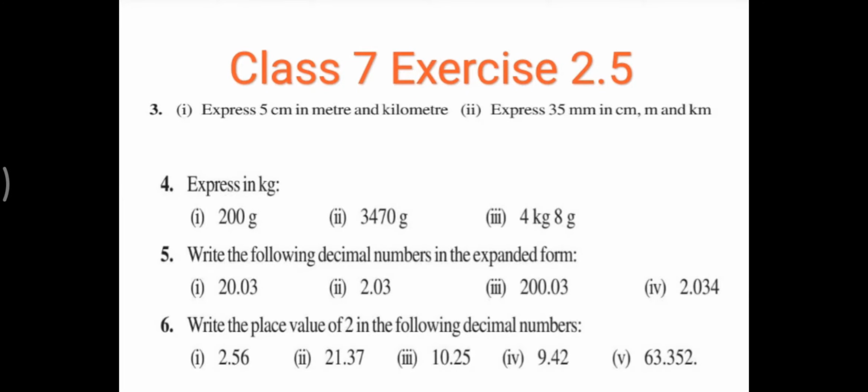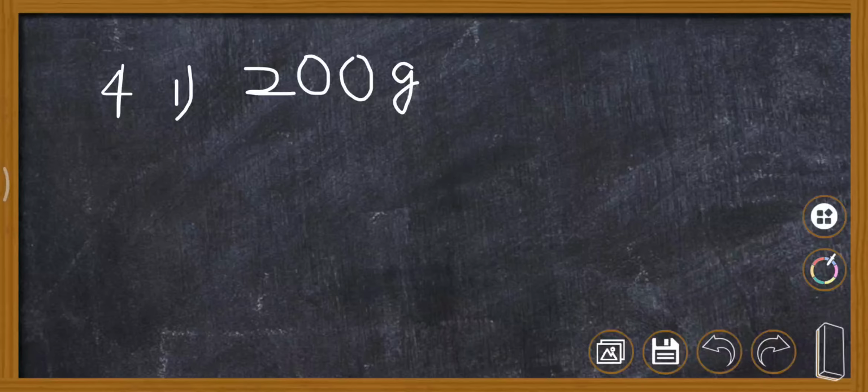Now this is question number 4. Express in kilogram: 200 gram, 3470 gram, 4 kilogram and 8 gram into kilogram. Now let us find out how we will convert these into kilogram. In this we are required to convert 200 gram to kilogram. We know that 1 kilogram is equal to 1000 gram.